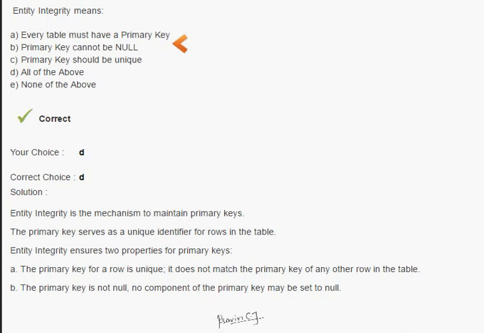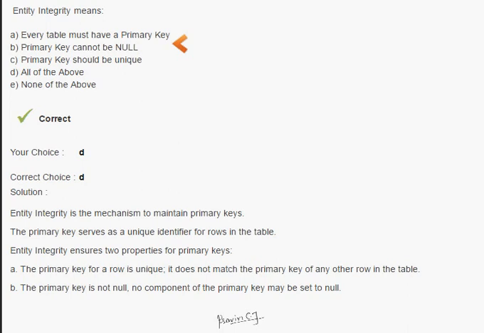Primary key should be unique, and all of the above and none of the above. Now basically, if you see option B and option C, what they are saying is primary key cannot be null and primary key should be unique. It is the nature. By default, a primary key itself is unique and not null. So both of the statements are correct. Accordingly, you can say all of the options are correct.